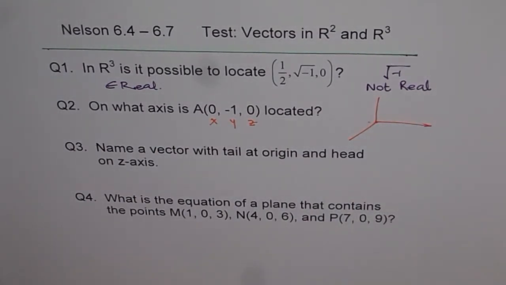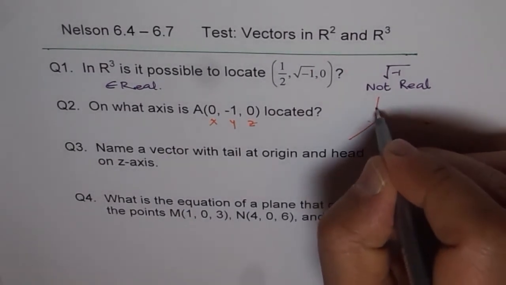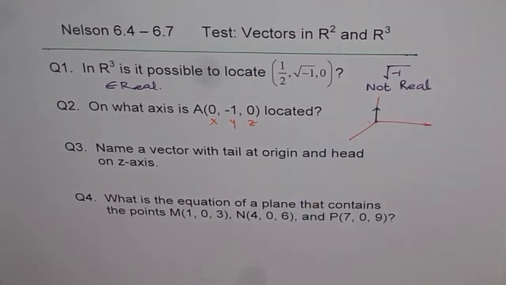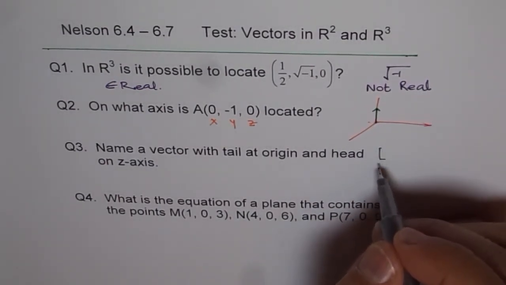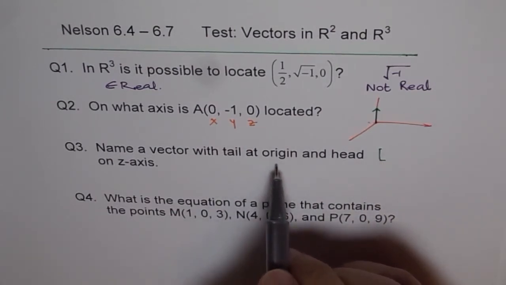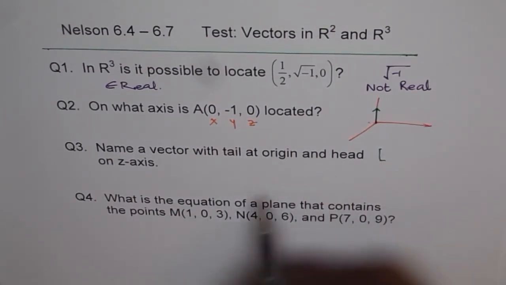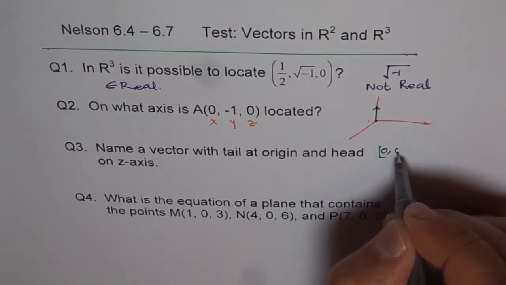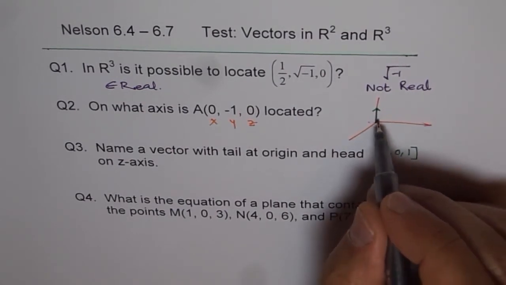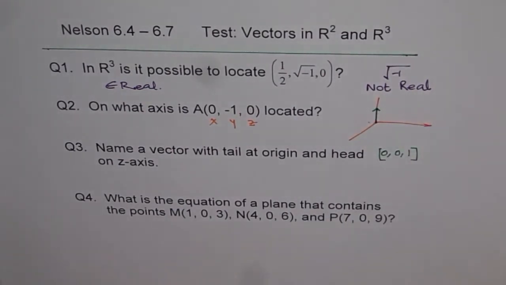Name a vector with tail at origin and head on z-axis. So that means you want a vector like this, correct? So you can name this vector, which will be what? When you name a vector, I'll prefer to use square brackets. That's the first thing. And it is tail at origin, so it's a position vector, and head on z-axis, right? So of course it will be [0, 0, and you can write 1 here for pointing towards z. So it will become a unit vector in that direction.